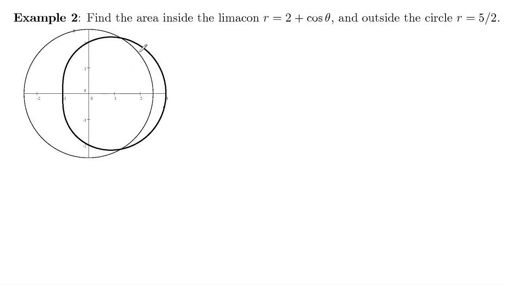So let's look at a more interesting area problem here. We want to find the area inside the limaçon r equals 2 plus cos theta. So that's this one here, the dark graph. And it's inside r equals 2 plus cos theta, and outside the circle r equals 5/2. So that's here.